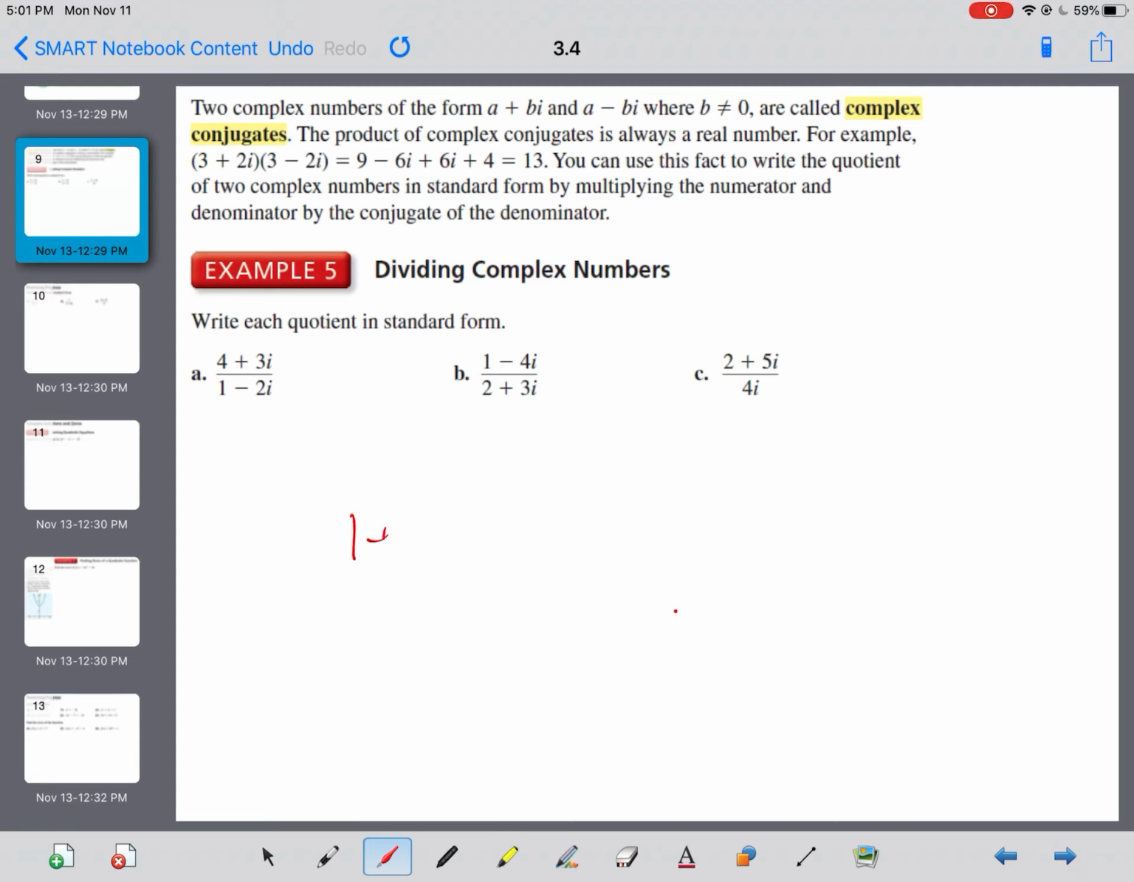This also works with radicals. If you have 1 plus the square root of 2 in the bottom, you just multiply it by 1 minus the square root of 2, top and bottom.